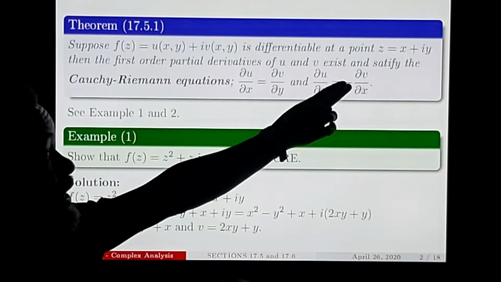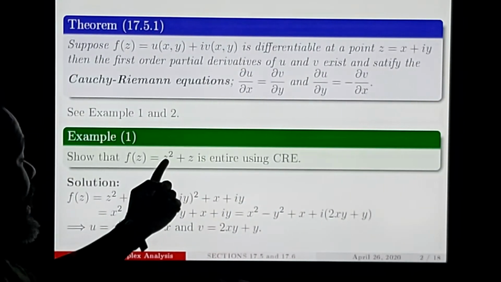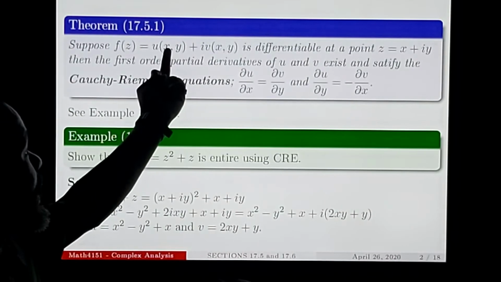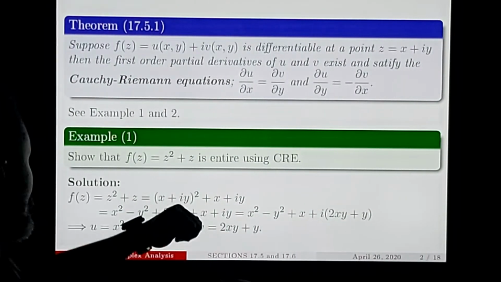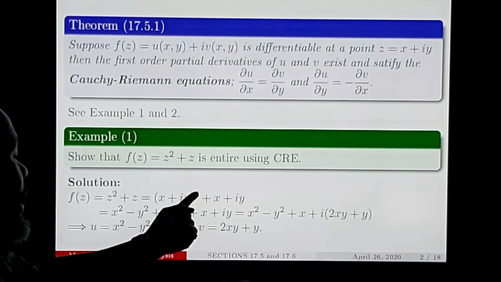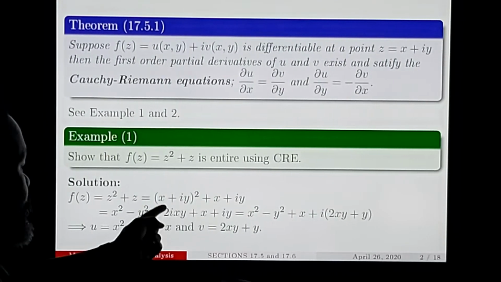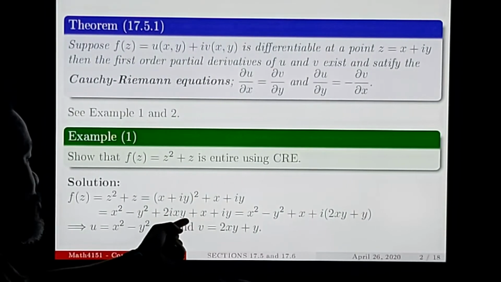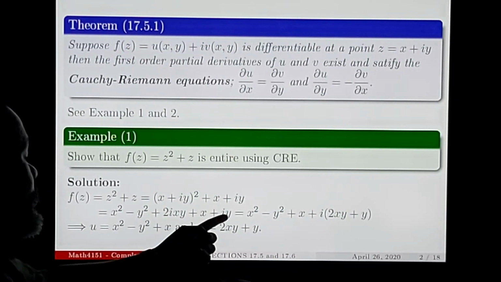z is given by x plus iy. So you replace z with x plus iy, and then this one x plus iy. So you get the function in terms of x and y. So you'll have f of z equals z squared plus z equals x plus iy squared plus x plus iy. This you open, you just get x squared minus y squared plus 2ixy plus x plus iy.